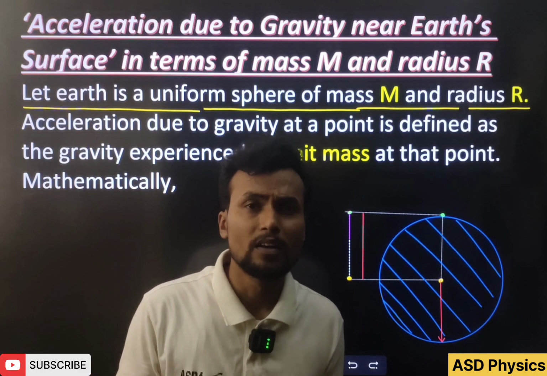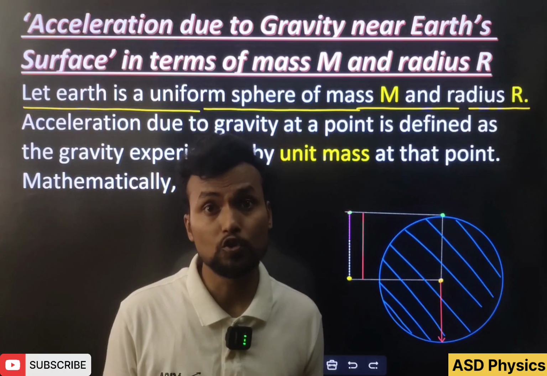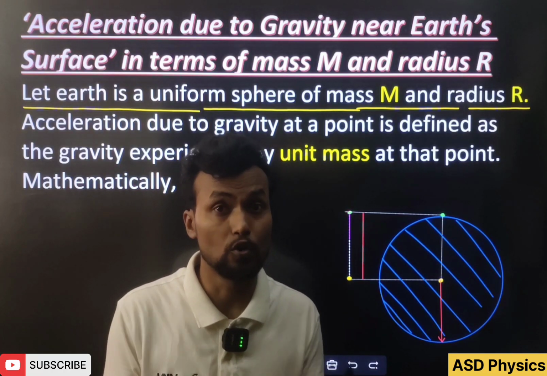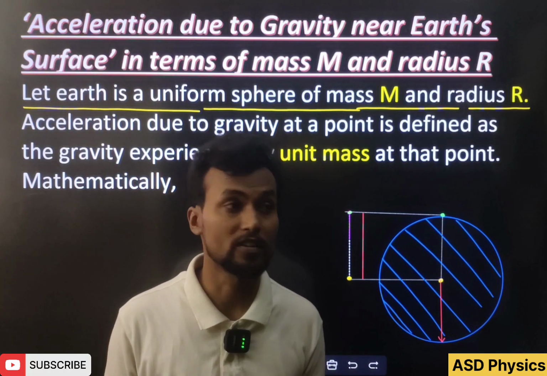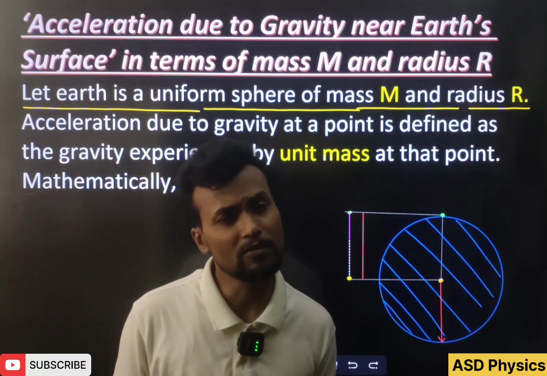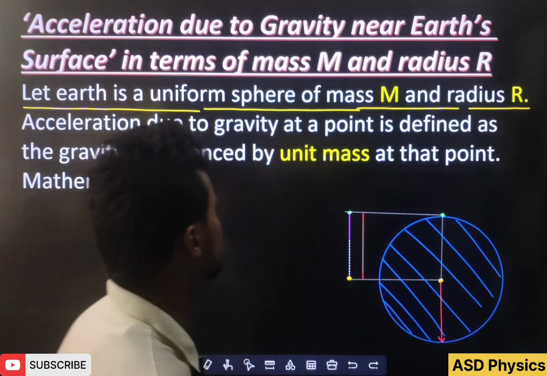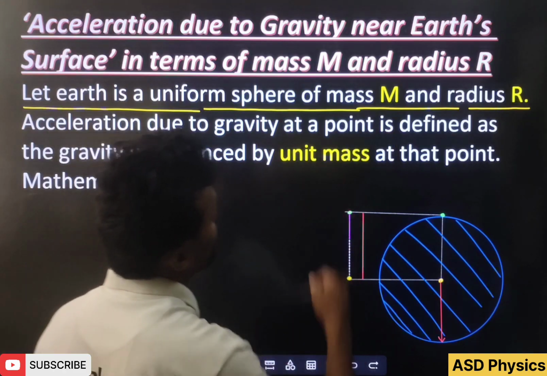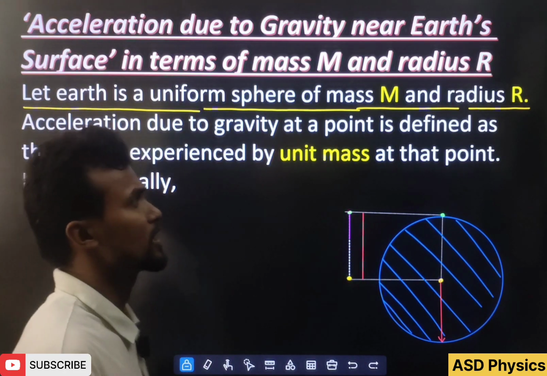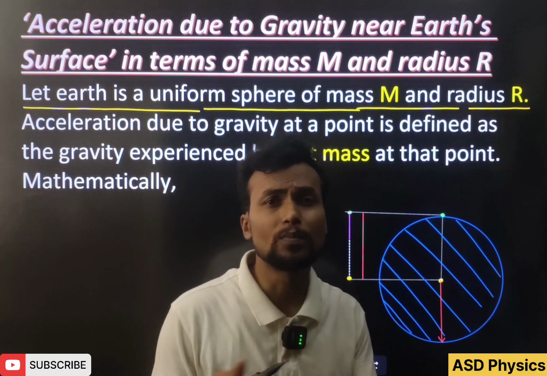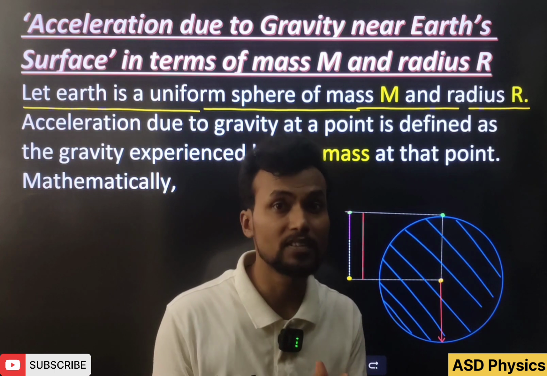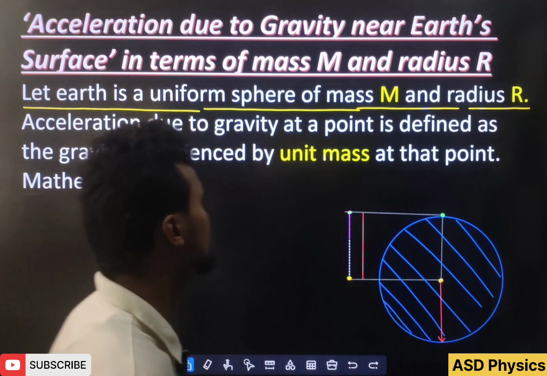We know very well the mass of the Earth. Do you think it is uniformly distributed? No, it is non-uniformly distributed. Even the Earth is not a perfect sphere also. But to keep the thing simple, we are considering it like a uniform sphere of mass M, and radius R. Even the radius changes from place to place, but in this situation we are considering it very simple. Okay, now let's see.